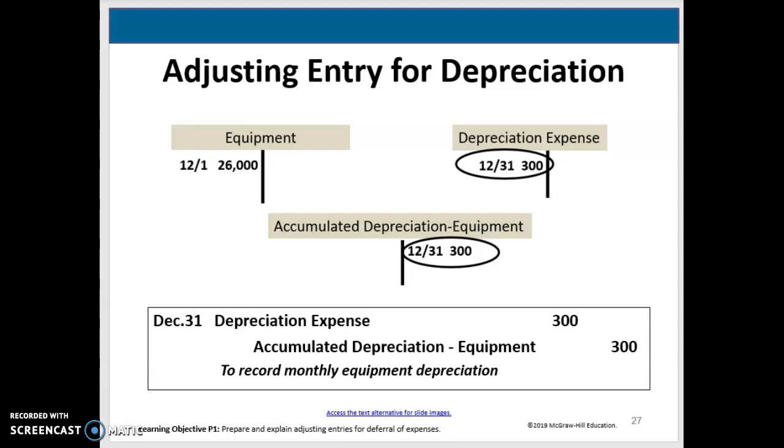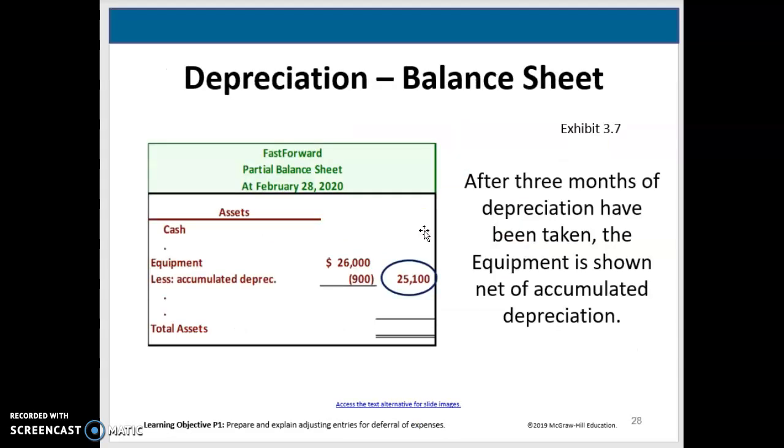Because it's a new type of account, let's look at the treatment of the contra and related asset account on the balance sheet. We can see here that we have equipment that's $26,000. We have depreciation expense that we did of $300 and accumulated depreciation for equipment of $300. How does that look on the balance sheet? We're going to list equipment less accumulated depreciation, and we're going to see that net value, or the book value of that asset. So that contra account accumulates the depreciation, and it's a reduction to the cost of the asset, which is equipment in this case.